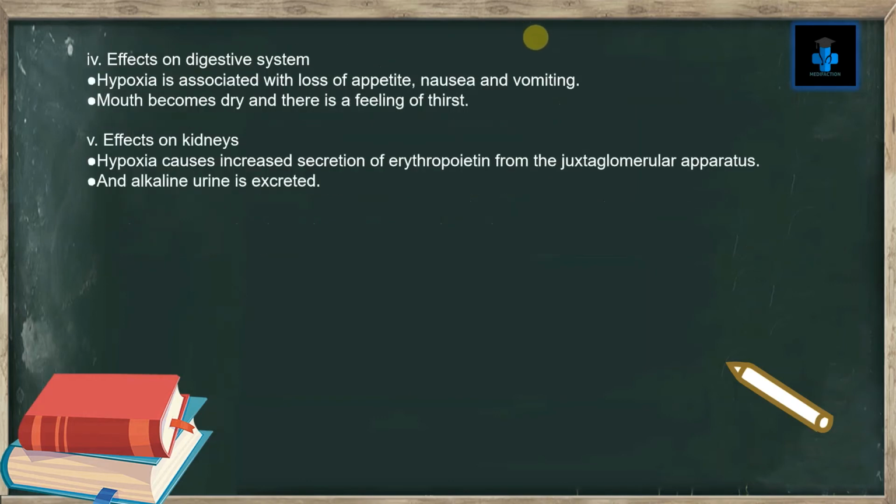Number 4. Effects on digestive system. Hypoxia is associated with loss of appetite, nausea, and vomiting. Mouth becomes dry and there is a feeling of thirst. Number 5. Effects on kidneys. Hypoxia causes increased secretion of erythropoietin from the juxtaglomerular apparatus, and alkaline urine is excreted.